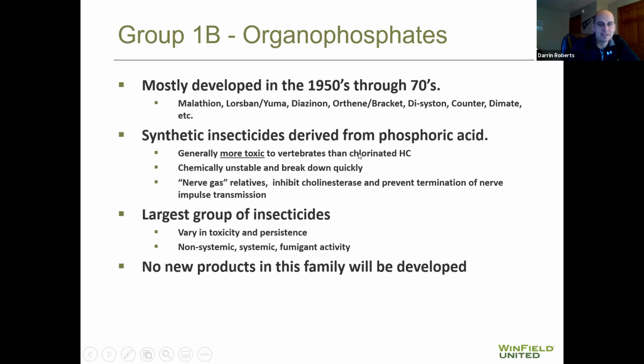As the name implies, this category is developed from phosphoric acid. They're generally more toxic to vertebrates than chlorinated hydrocarbons. They tend to break down quickly in the environment, which is a good thing for other mammals aside from insects.